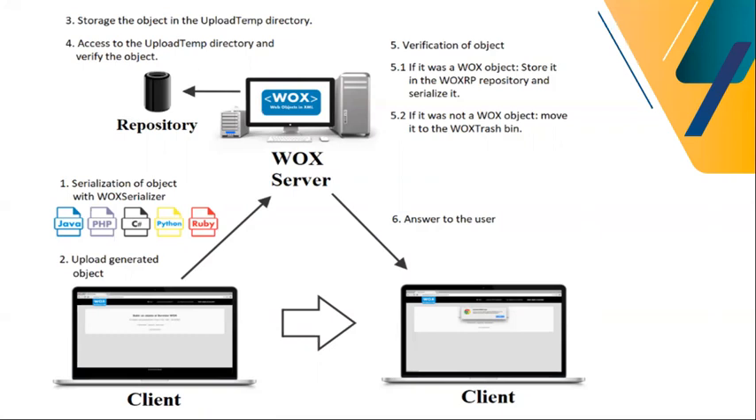In step 3, the server is in charge of storing the object in the directory called upload temp of the web system repository. In step 4, the system proceeds to verify the object. It is deserialized to verify that it doesn't contain errors or that it already exists, and depending on the result, it executes step 5.1 or step 5.2. In step 5.1, the object is moved to the trash if it had errors. In step 5.2, the object is registered in the repository in case it is an object without errors. Finally, in step 6, the user is informed of the result of storing the Works object in the repository.